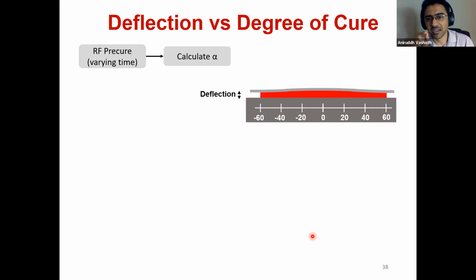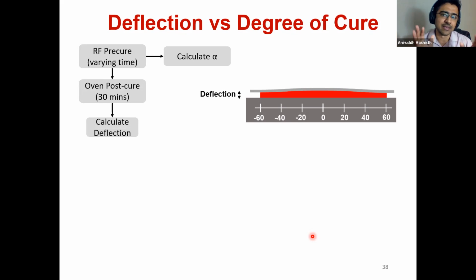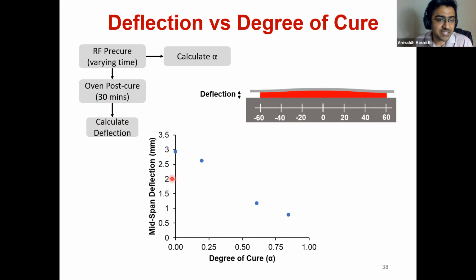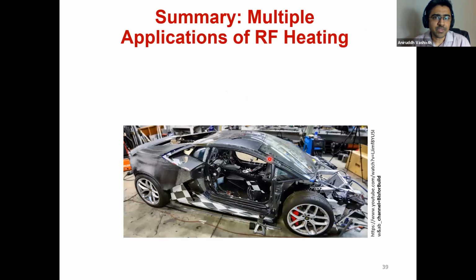And after this pre-cure, we measured the degree of cure that the adhesive achieves. And once we are done with that, we put the assembly in an oven for 30 minutes, and we completely cure the adhesive and calculate the mid-span deflection after this final cure. So very interestingly, we see that the mid-span deflection drops down with degree of cure. So this was kind of intuitive. We knew that if you can actually lock these two materials together with RF pre-cure, they will not try to distort a lot when you do the final oven cure. So these were really interesting results.